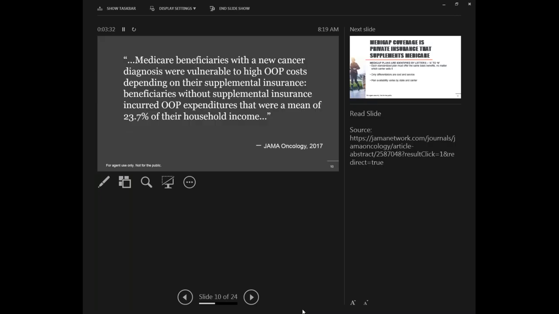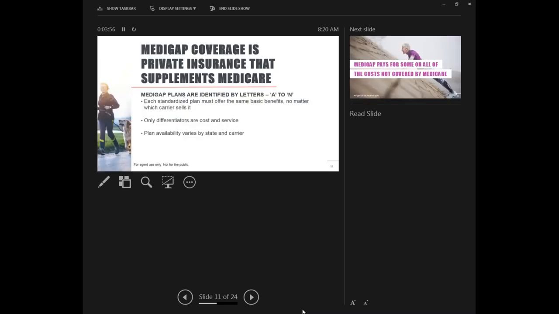And so Medicare beneficiaries with a new cancer diagnosis were vulnerable to high out-of-pocket costs depending on their supplement insurance. People who didn't have Medicare supplement insurance incurred out-of-pocket expenses that were a mean of 23.7% of their household income, which is a huge portion of their income, especially during retirement age, on their fixed budget. So Medicare plans are identified by letters from A to N.